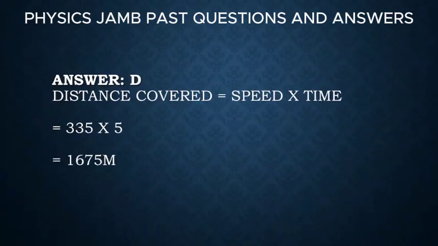Distance covered is equal to speed times time. Normally speed is equal to distance covered over time, but since it's distance we are looking for, we make distance the subject. After making distance the subject, we substitute for speed, which is 335, and the time is 5 seconds. After multiplying, we have 1675 meters. The answer is D.